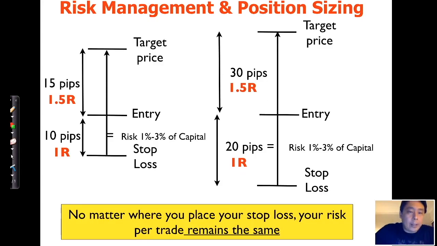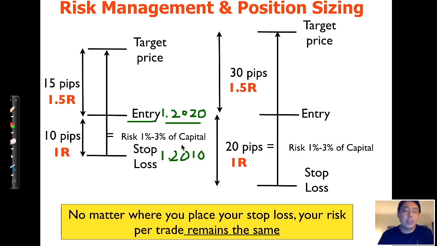All right, so let's take a look at some graphical representations of what I've just mentioned. For example, on the left, you can see a long trade where you are entering at a certain level. Say you're entering at 1.20 on the Euro USD. You place your stop loss 10 pips away, so that will be 1.2010. Now in Forex, we just say 2020 and 2010. We don't say the 1 point something, right? So clearly it's 10 pips below.